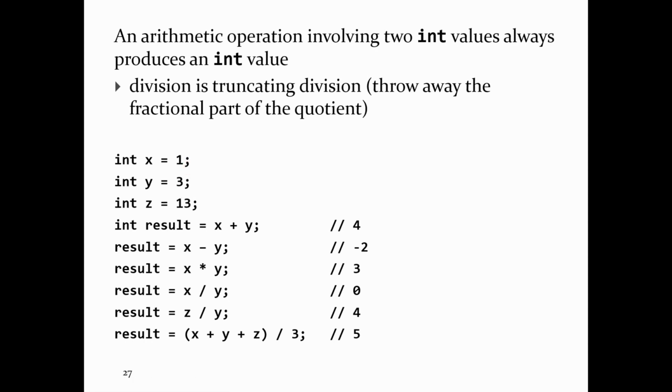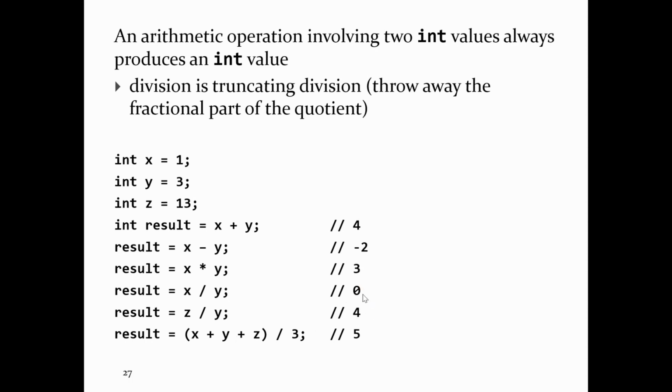So here I've got 1, 3, and 13. I have a variable called result. It's the sum of 1 and 3, so that's 4. X minus y, x times y. Okay, now what about x divided by y? So I've got 1 divided by 3. The way this works in Java is you compute 1 divided by 3 the way you would normally compute it mathematically, so you get 0.333333. Throw away everything after the decimal point, so you get 0.